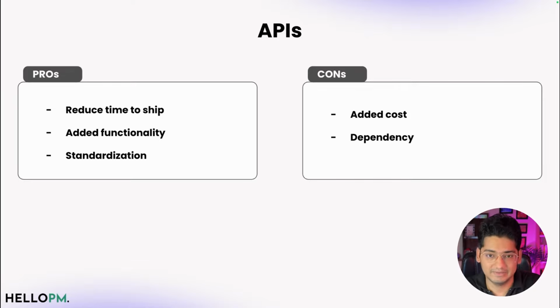Similarly, dependency. When we use certain kinds of APIs in your product, you are actually creating dependencies. It happens that you want to buy something, but the payment gateway is down. That business has created a dependency on the payment gateway. So this is going to be there. These are some of the cons of APIs.